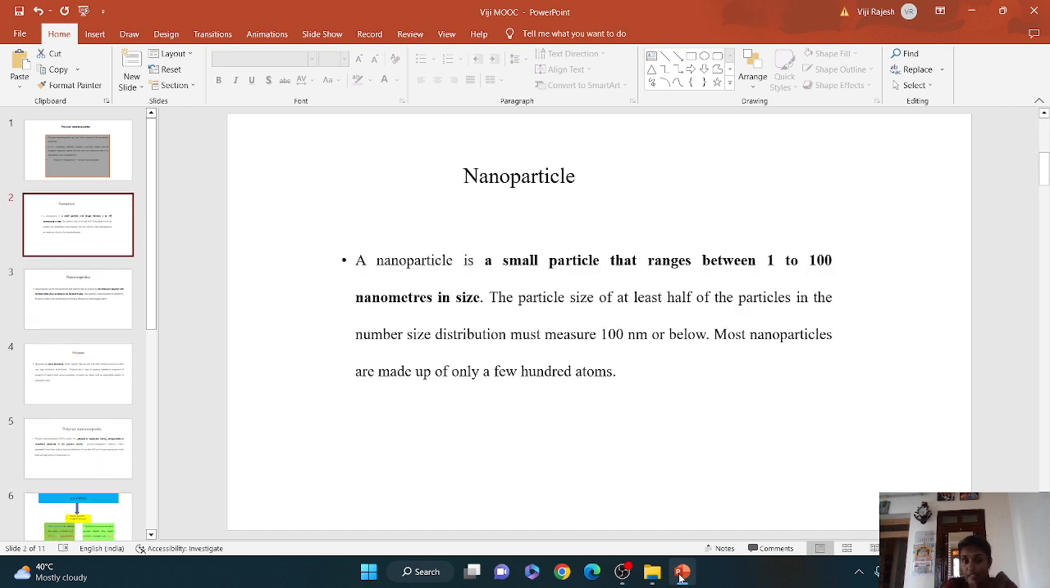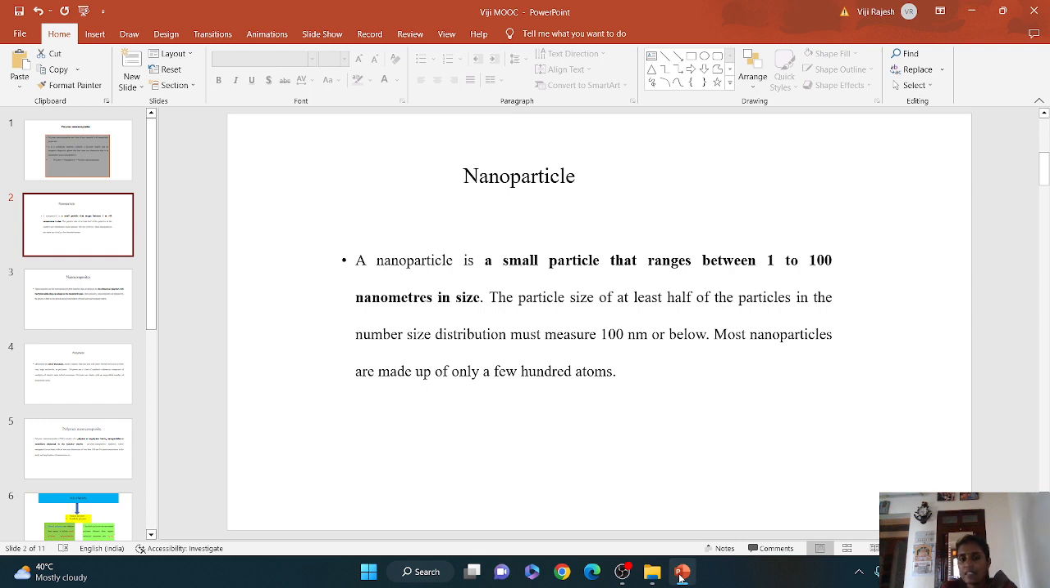Nanoparticle. A nanoparticle is a small particle that ranges between 1 to 100 nanometers in size. Why do we say the particle size is between 1 to 100 nanometers? Because in that range, the properties of the particle change compared to a bulk material. At least half of the particles in the number size distribution must measure 100 nanometers or below, only then is the particle property improved compared to that of a bulk material.